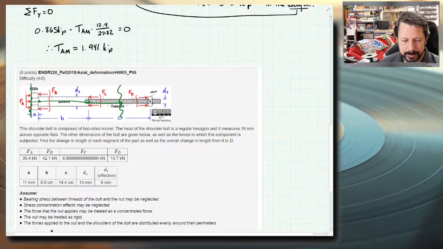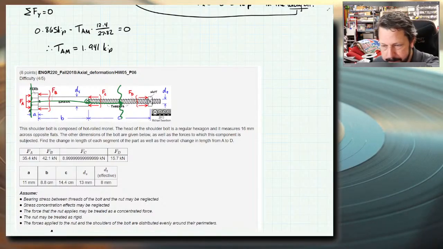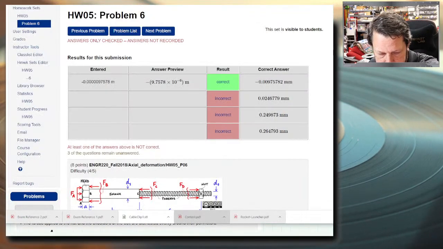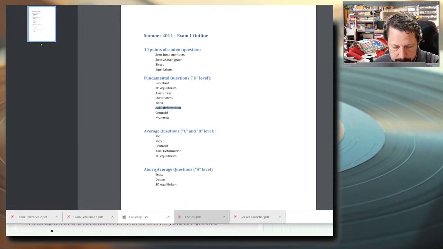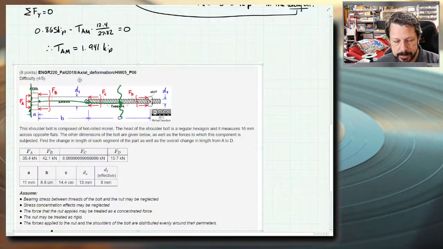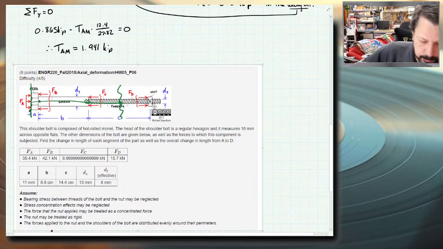Probably not quite an advanced. You know, I don't even know if I have centroids listed as one of the A-level things. Let's see. I don't have them listed there, so it's just an average question. So this one would be average if that head was a circle, and there's 3 sections to add together, and some are compression, some are tension. Then it'd be an average level problem.